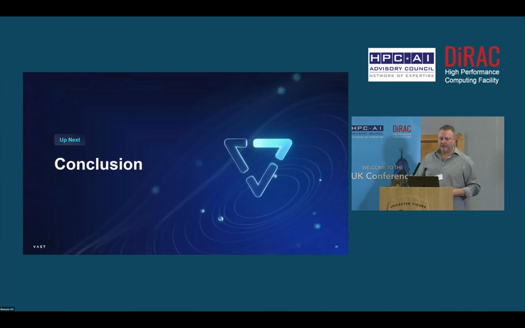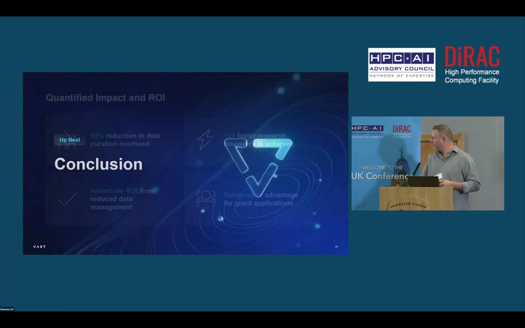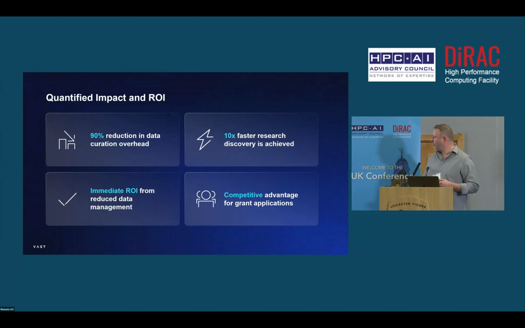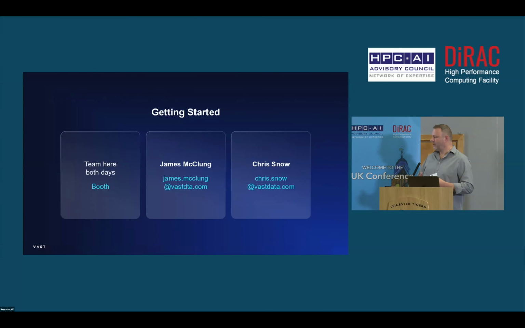So in conclusion, this is what we're seeing with the enterprise: a huge reduction in data curation overhead, speeding up your research discovery, and hopefully giving your researchers a competitive advantage by finding information quicker and making it more usable. And then, how do you get started?